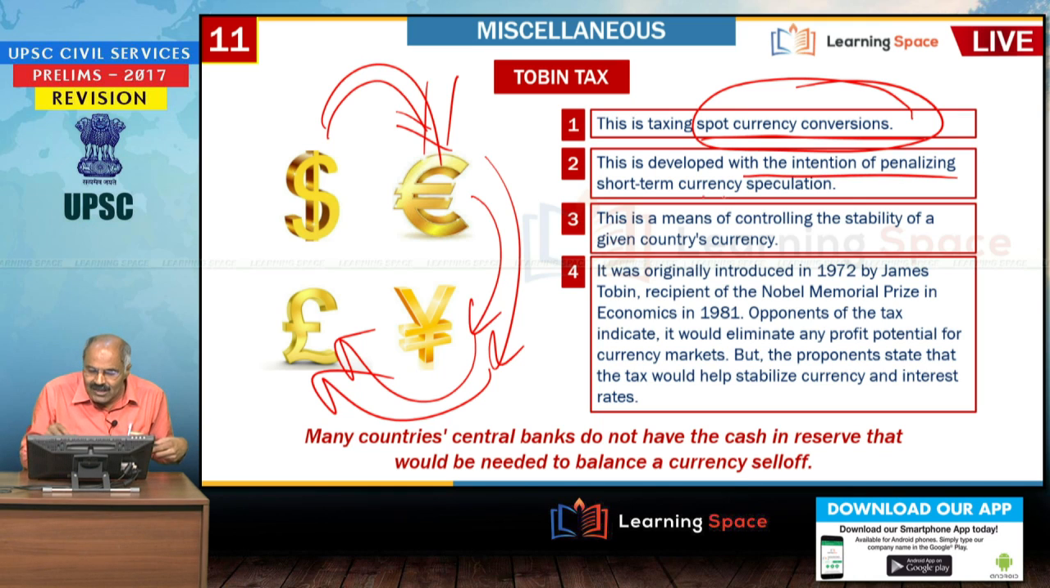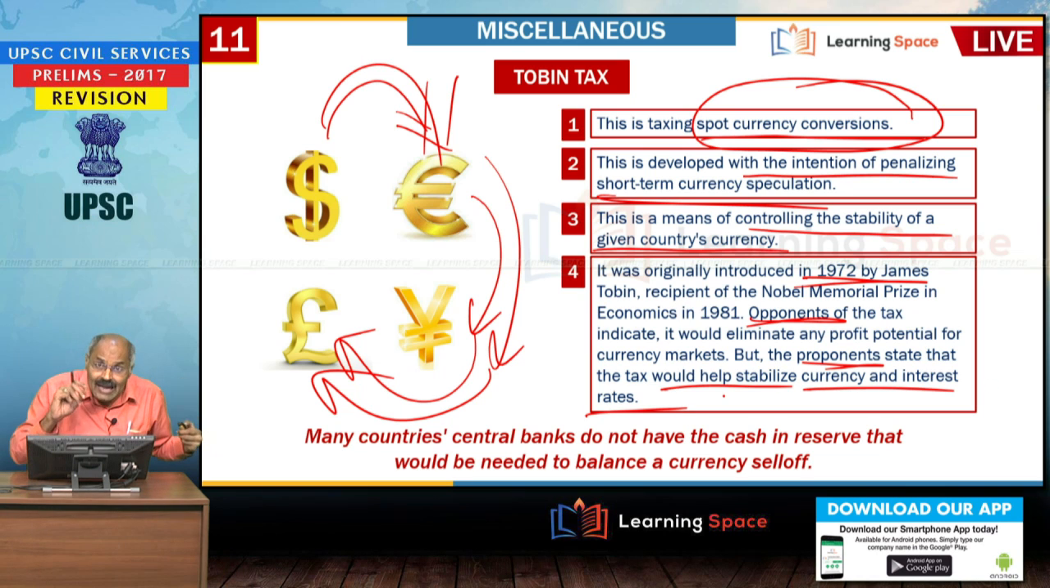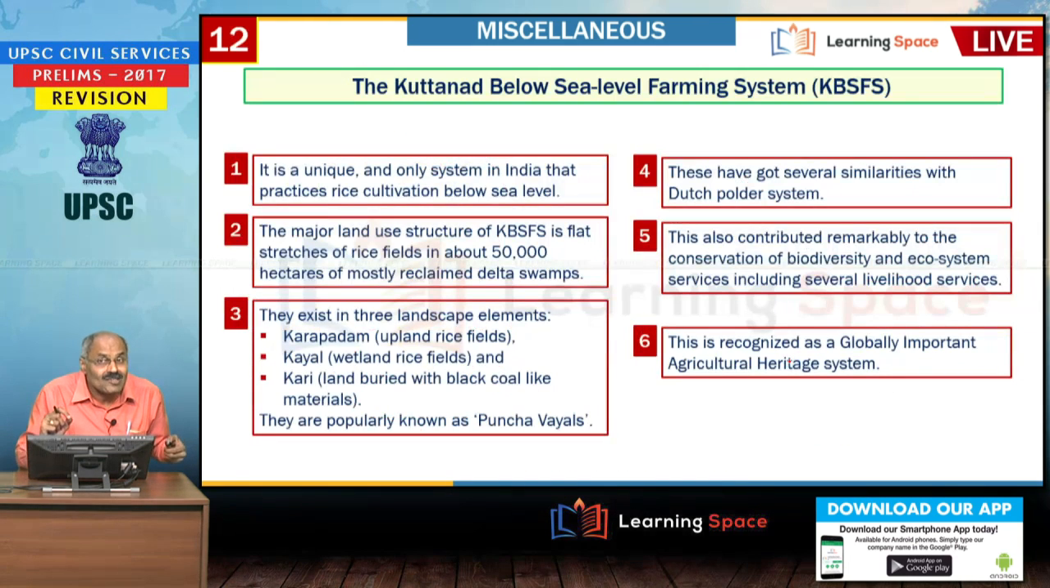This is developed with the intention of penalizing short-term currency speculation, and basically it is a means of controlling the stability of a country's currency. There are proponents and there are opponents. It was originally introduced in 1972. The proponents say that the tax would help stabilize currency and interest rates, whereas the opponents say that it would eliminate any profit potential for the currency markets.